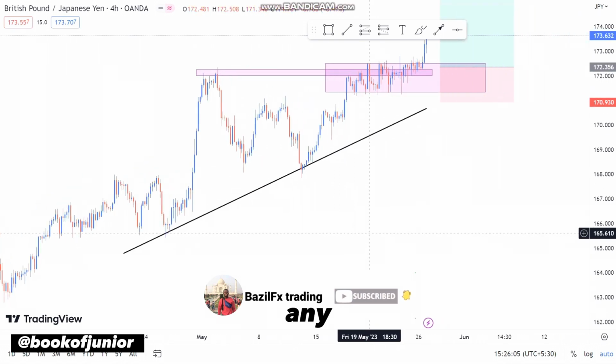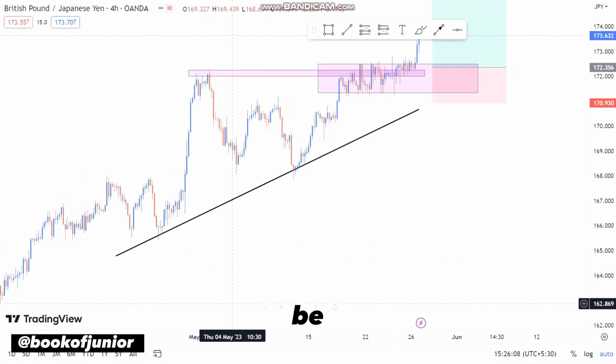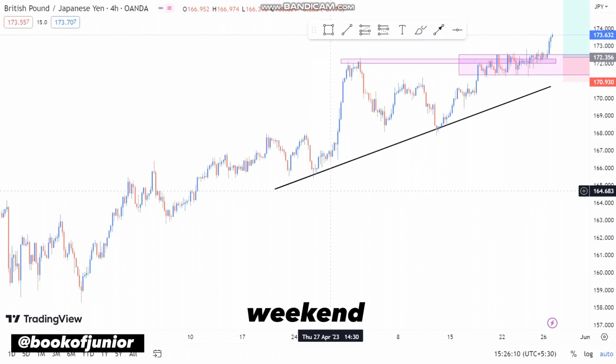You can use this to make any amount, $500, any amount. I'll be doing a review of some of these trades next week on the weekend.